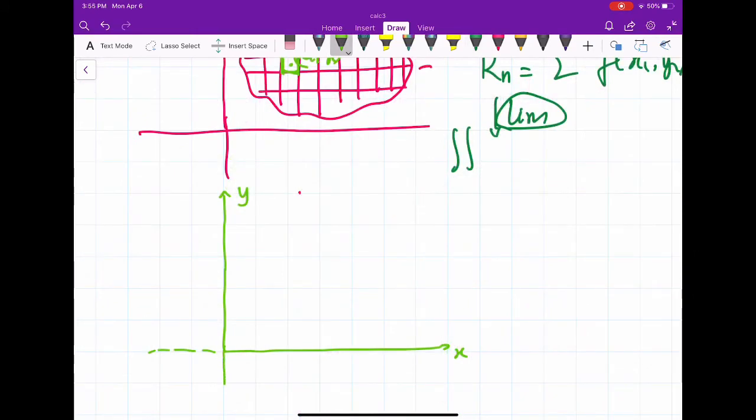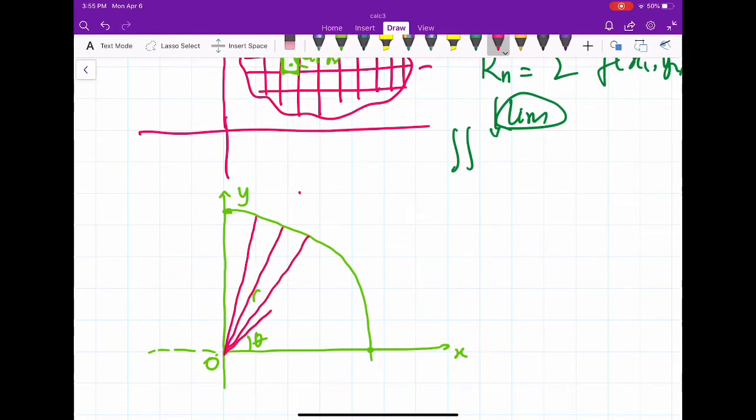Now we have rectangular coordinates x and y. At the same time, we want to do polar coordinates. This is r, this is theta. Okay, so if you consider some region like this, this is the first region, the first example. So you would think, yeah, I can split this region in the following way. Make sense? In the following way.